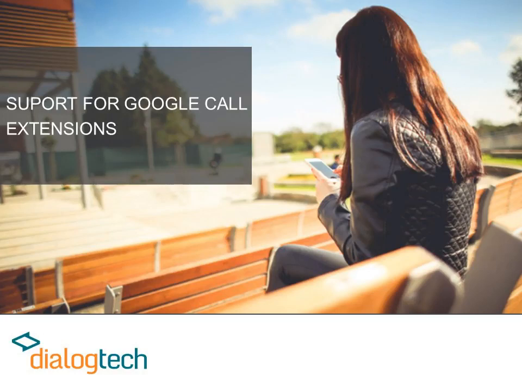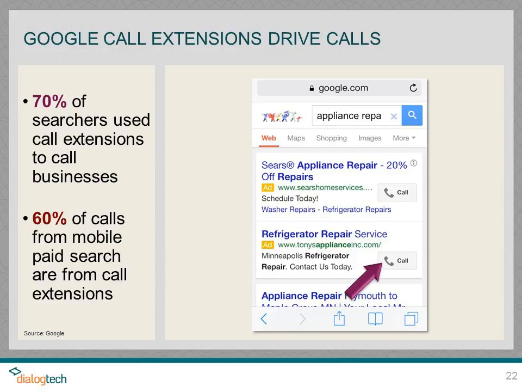So I wanted to take a quick second to talk about support for Google Call Extensions. We have new technology in DialogTech for mobile marketing that tracks keyword-level call attribution for Google Call Extensions. If you're not familiar with Google Call Extensions, that is like what you see here, the call button that now appears very frequently on smartphone paid search ads from Google. And when you click on those ads, it generates an immediate call to the business.